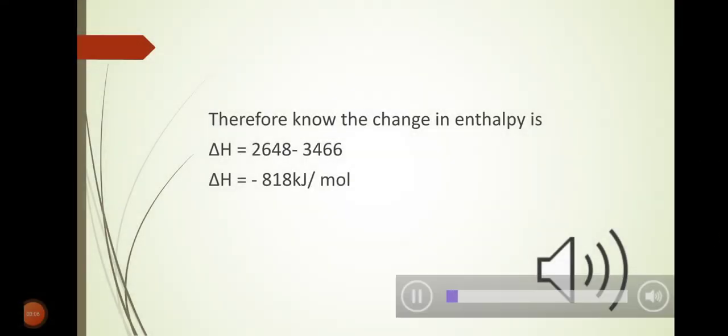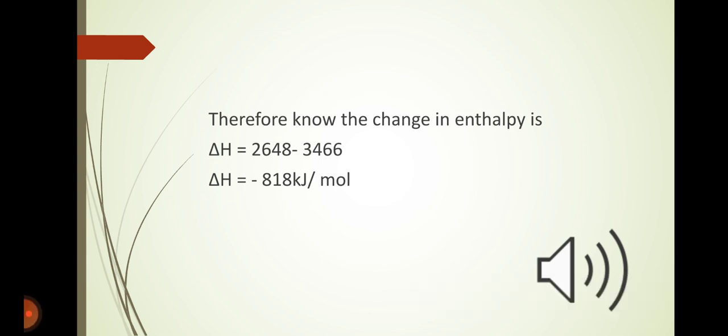Therefore, what is the next step? We have to calculate now the change in enthalpy. The change in enthalpy means the bond enthalpy of the reactant minus the bond enthalpy of the product. That is, delta H is equal to 2648 minus 3466. So the change in enthalpy is equal to minus 818 kilojoule per mole. The minus sign indicates that the reaction is exothermic.